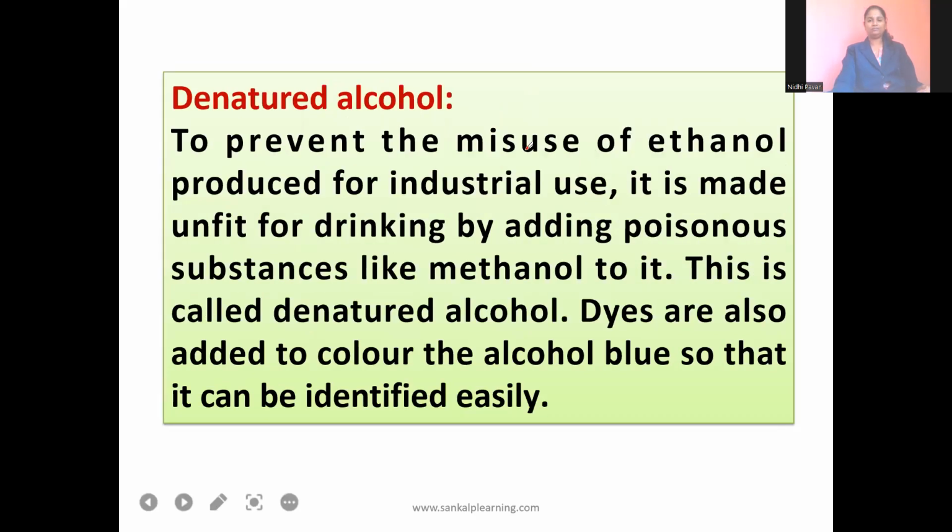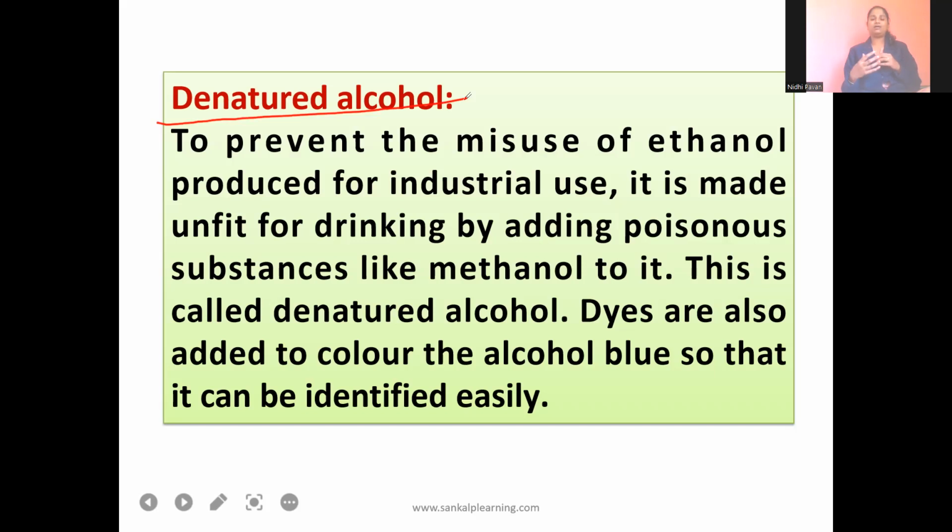Denatured alcohol. You might have seen that in our school laboratory, in our college laboratory, we use ethanol for some cleaning purposes, for some reactions. You can ask me, if we take that ethanol, will we not be affected? The ethanol which we use is denatured alcohol. What is this? To prevent the misuse of ethanol for industrial use, it is made unfit for drinking. The alcohol which is unfit for drinking is called denatured alcohol.